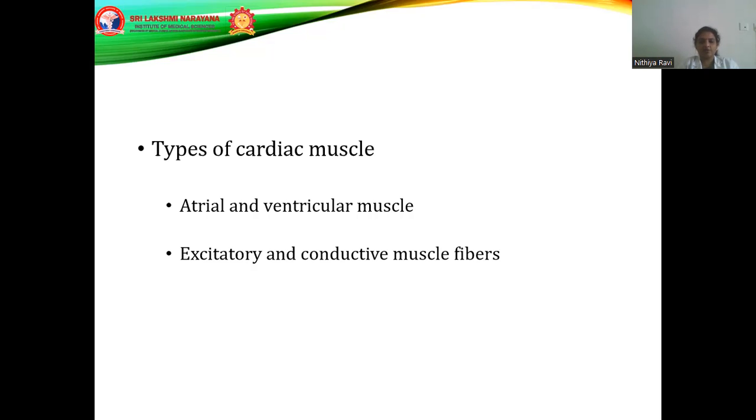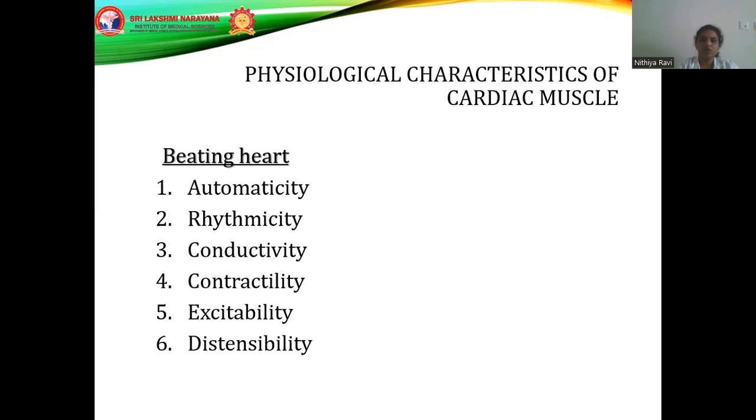The excitatory muscle fibers are present in the pacemaker tissue, like the SA node and AV node. And the conductive muscle fibers are present in the His bundle and Purkinje fibers. So the physiological characteristics of cardiac muscle can be studied under two settings. The first setting is a beating heart. It means that the heart beats, and the properties of the beating heart are the following: automaticity, rhythmicity, conductivity, contractility, excitability, and distensibility.